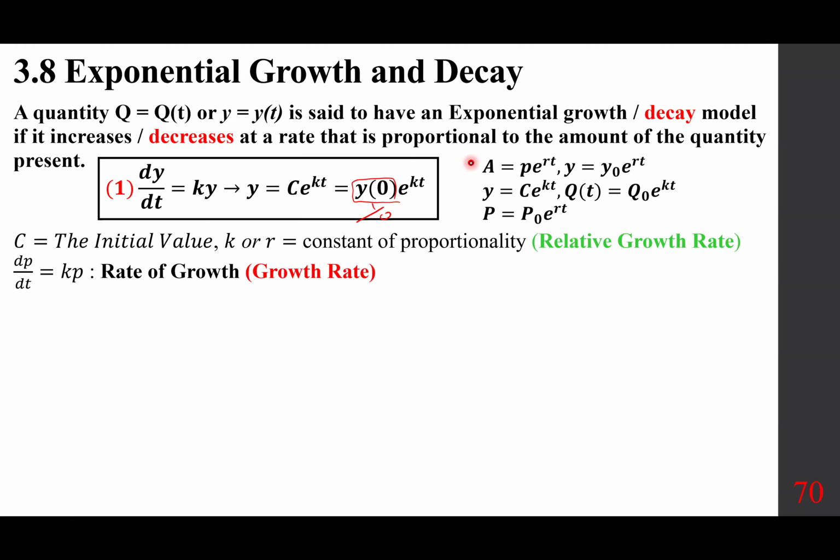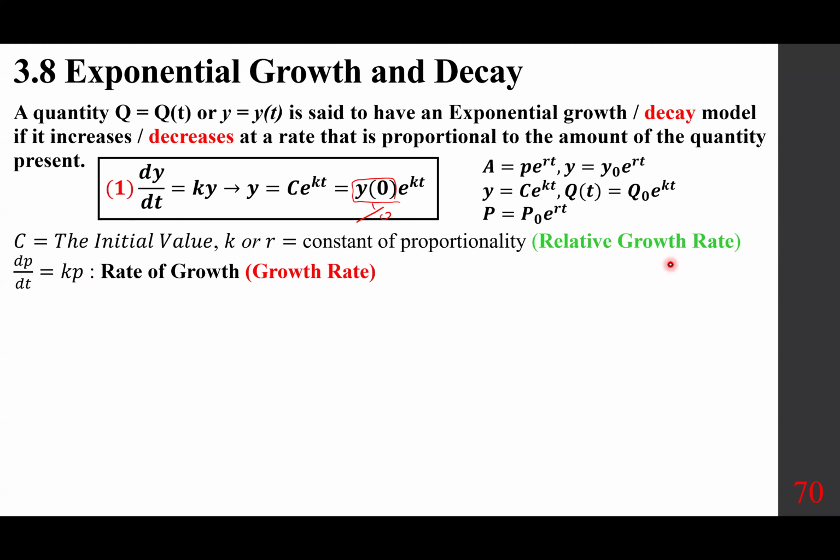Now, C, if we go with that, is the initial value. K, if we go with that, or R, if we go with that, is called the constant of proportionality, relative growth rate. dP/dt or dy/dt. See, over here we said dy/dt is ky. Over here we would say dP/dt is kP. It's the same concept. In other words, if you differentiate, the derivative, which is k times P, is the rate of growth. But this is relative growth rate.